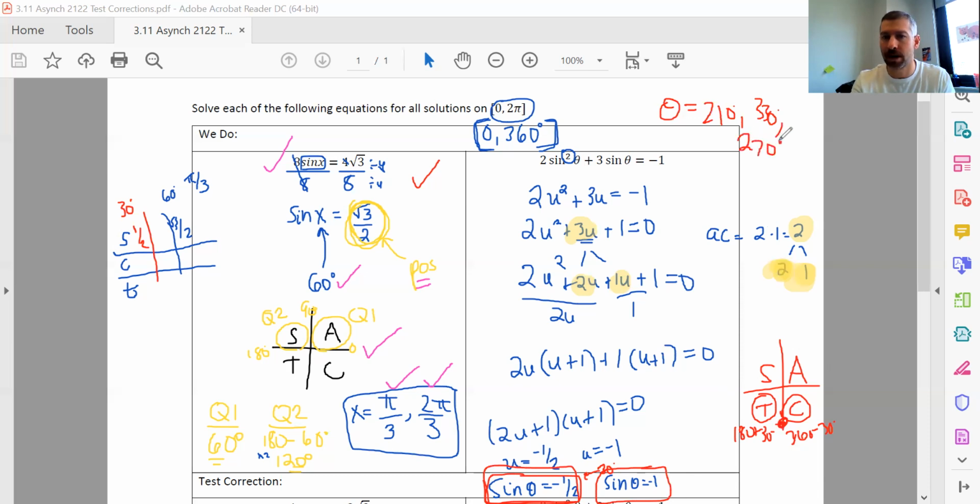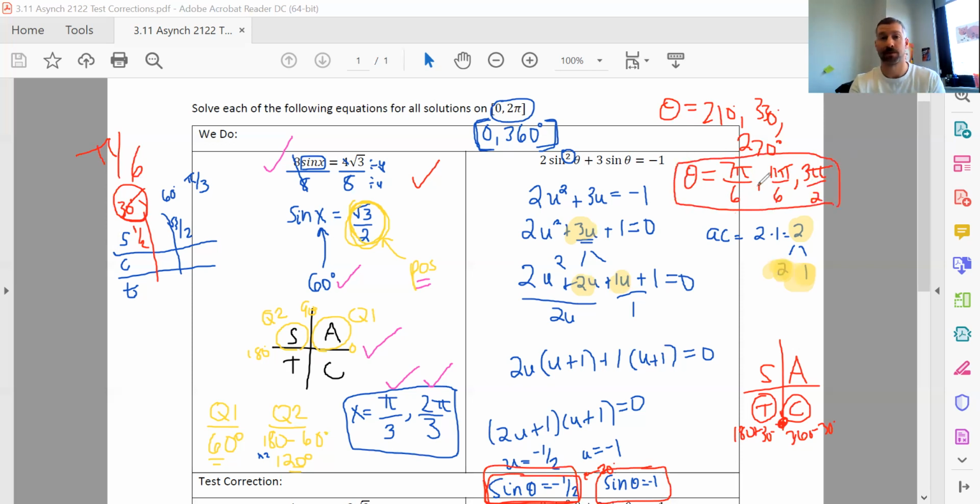So these are our answers. And now we're just going to really quickly turn those in terms of pi. 30 degrees is pi over 6. So 210 is 7 pi over 6. 330 is 11 pi over 6. And 270, that's one that I want you to have memorized, is 3 pi over 2. These are our answers.